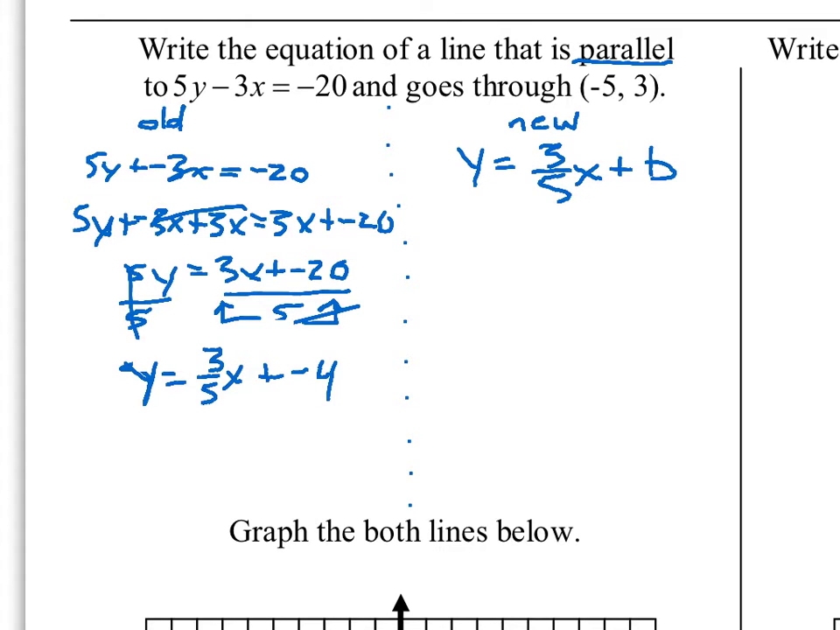We're not given a direct y-intercept. We are given a point on the line. So what can we use? How can we use that point on the line to find our y-intercept? Plug it in. So my y is 3. My x is negative 5. So 3 equals negative 3 plus b.